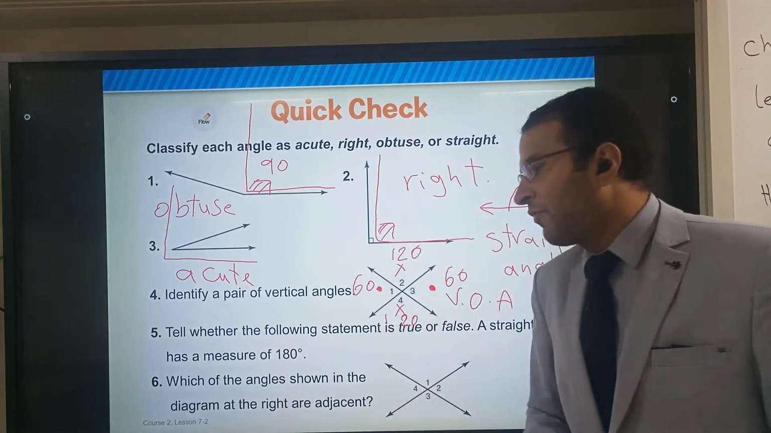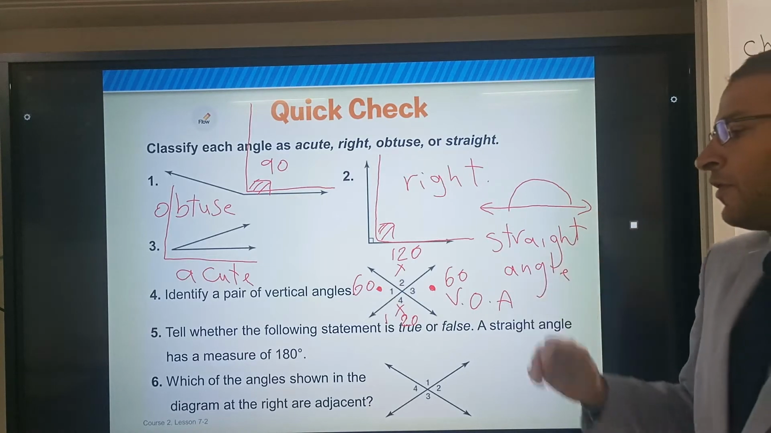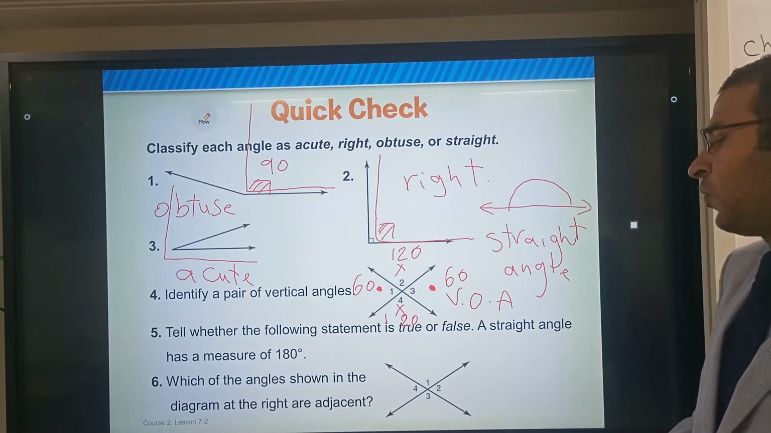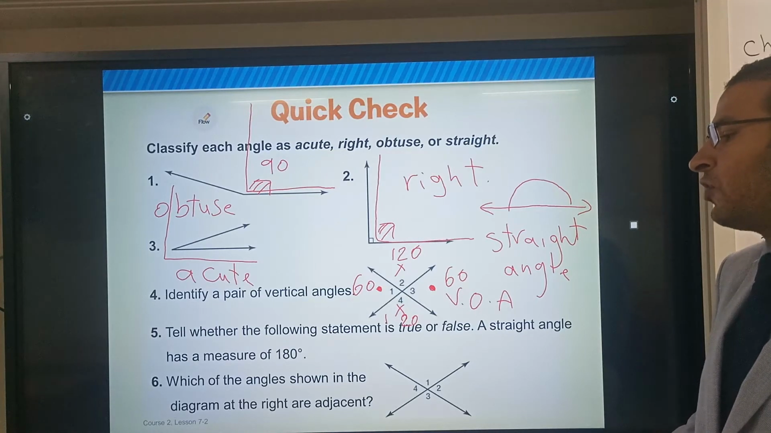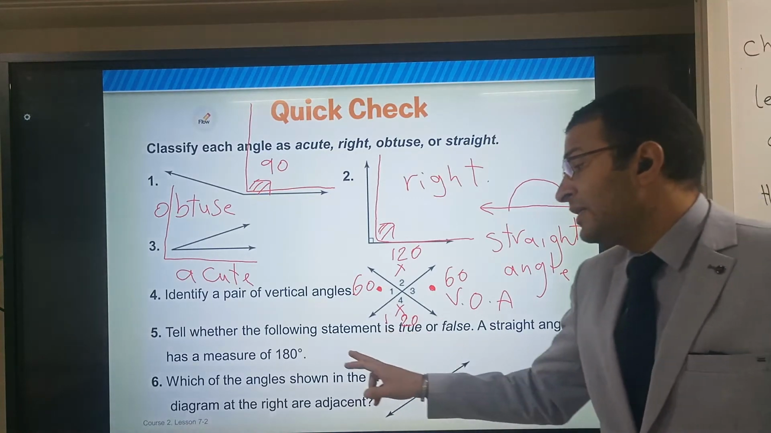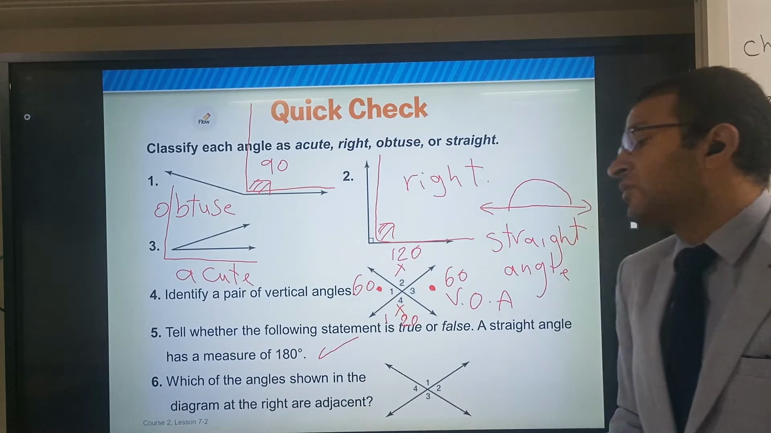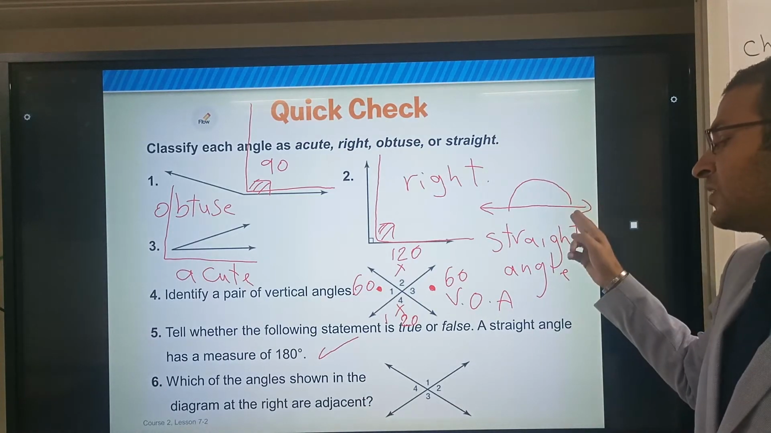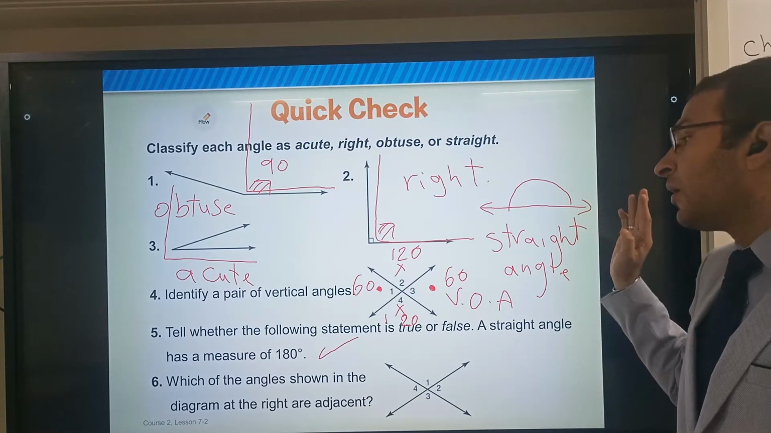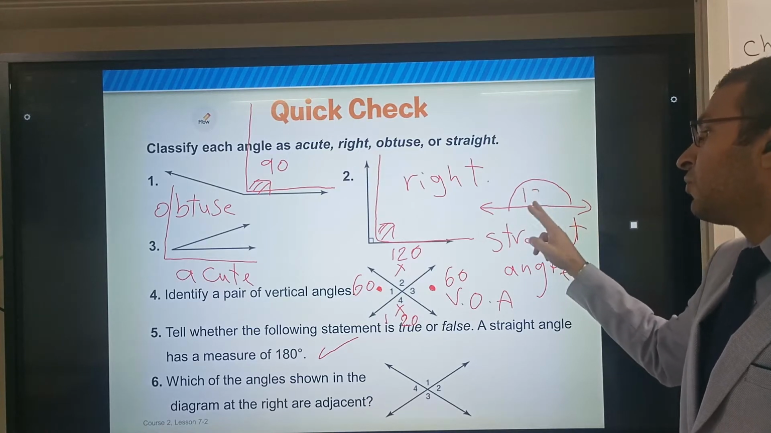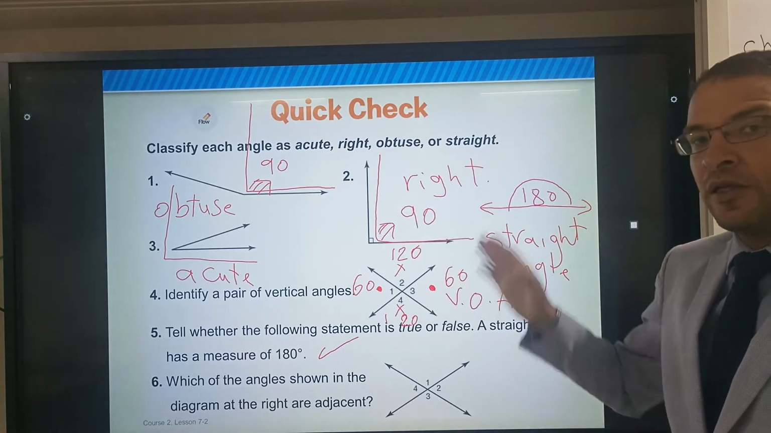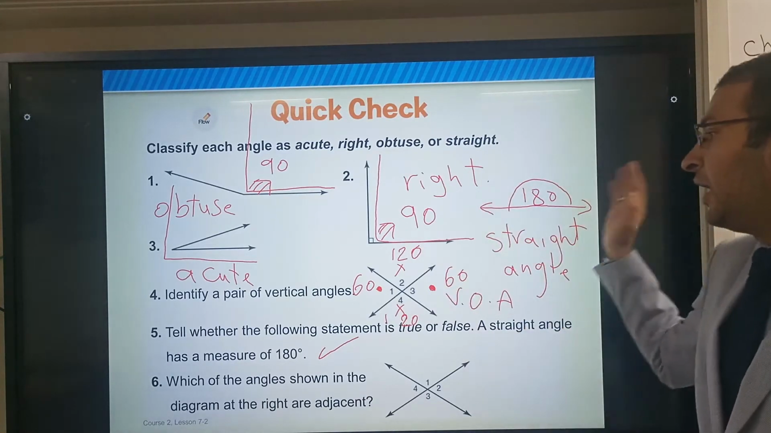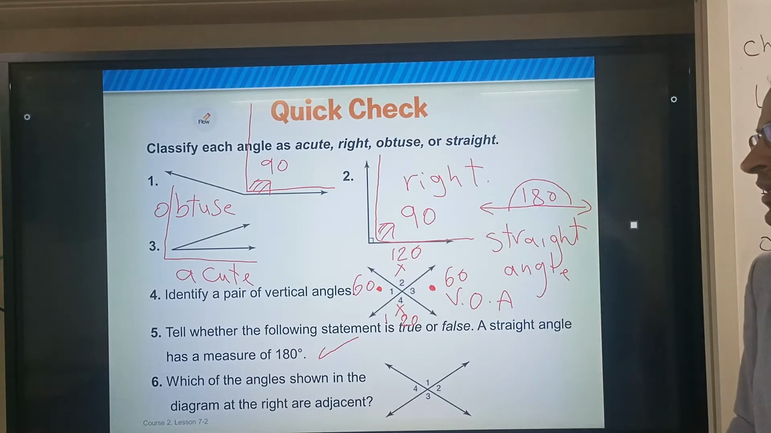After that, number 5: tell whether the following statement is true or false. A straight angle has a measure of 180. This statement is true, because, as we said here, the measure of the straight angle is equal to 180. We said 90 for the right angle exactly. The right angle is exactly 90, and the straight angle is exactly 180.